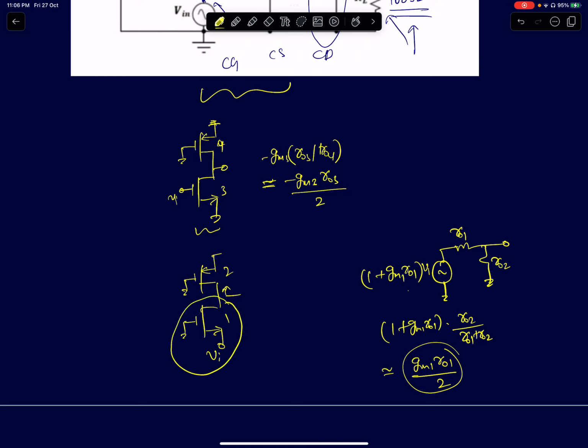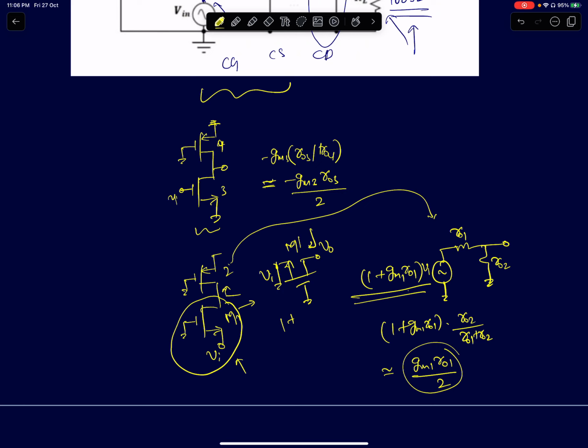Thevenin equivalent of M1, which is a common gate circuit. The open circuit gain for a simple common gate amplifier M1, if I apply input here and take output here, will be 1 plus GM1 RO1 times PI. And the output impedance looking at the drain terminal, with the source grounded and gate also grounded, is RO1. So I've reduced a common gate amplifier to a simple voltage divider with a gain.